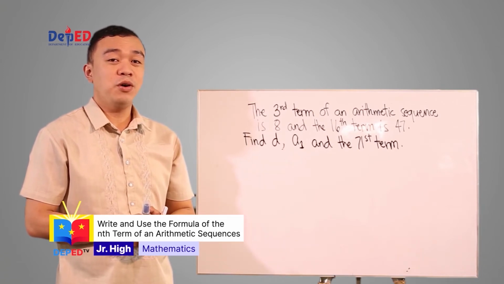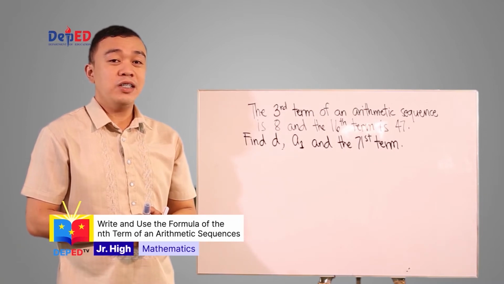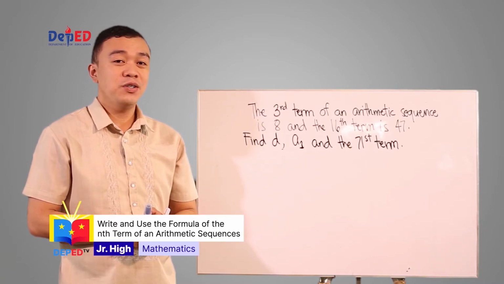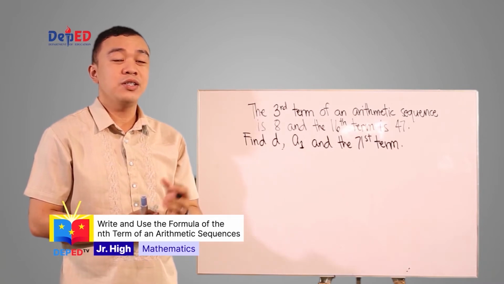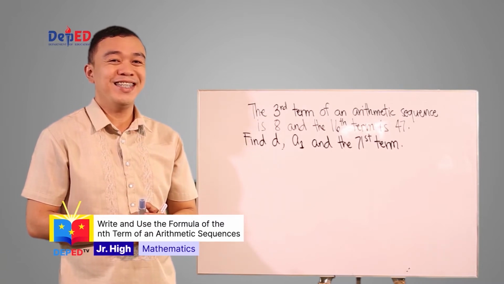From the given sequence, we can notice that the third term, or a sub 3, is equal to 8, and the 16th term, or a sub 16, is equal to 47. First, we will use the value of a sub 3 is equal to 8 and substitute to find the nth term of the sequence.